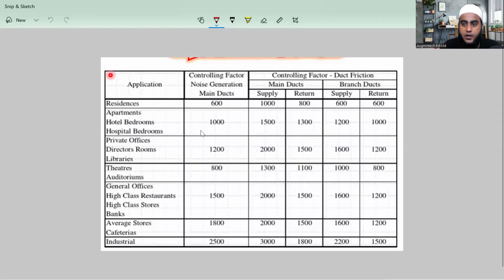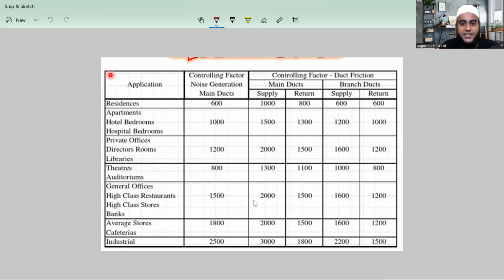You can open the Carrier system manual and search it here. In the last row, you will get Application: Industrial. In the main duct, or supply air main duct, how much maximum velocity can we maintain here? Maximum we can go up to 3000 FPM, no problem. And in the return air duct, 1800. Remember, for branch duct, maximum 2200, and in return air duct, 1500.